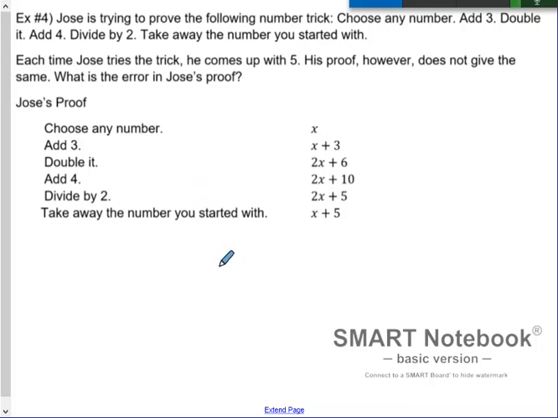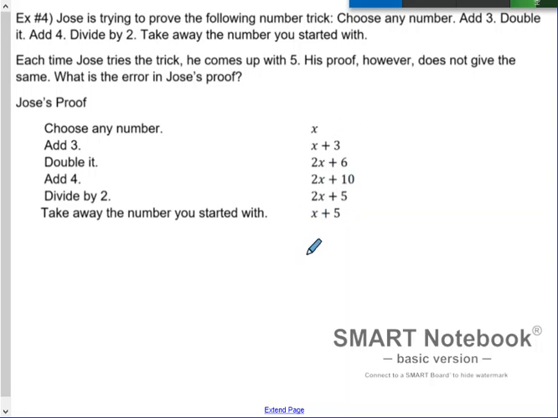Our last example, number 4, we have Jose trying to prove the following number trick. First you choose any number, you add 3 to it, you double it, you add 4, you divide by 2, then take away the number that you started with. Each time he tries the trick, he comes up with 5, but his proof doesn't show that the answer should just be 5. It's like whatever his number was plus 5. So there has to be something wrong here.